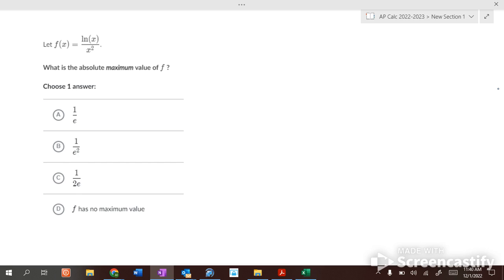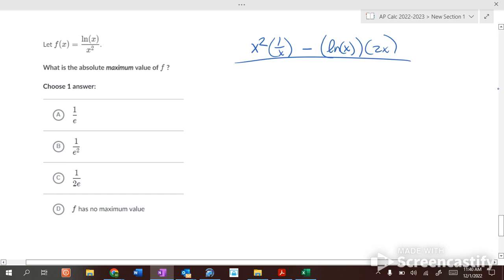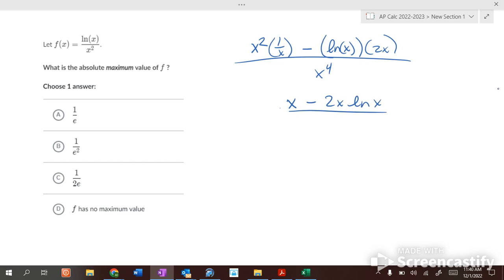The quotient rule. Thank you for saying that. Quotient rule. X squared times what's the first derivative of the natural log of x? 1 over x. Minus the ln of x times the first derivative of that, which is 2x over the bottom squared, x to the fourth. Well, x times 1 over x is just x minus 2x ln of x over x to the fourth. Well, you can factor an x out, so it's 1 minus 2 ln of x over x to the third. So that equals 0.